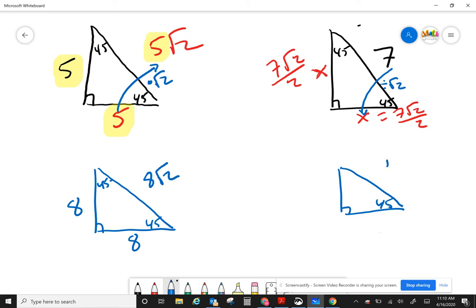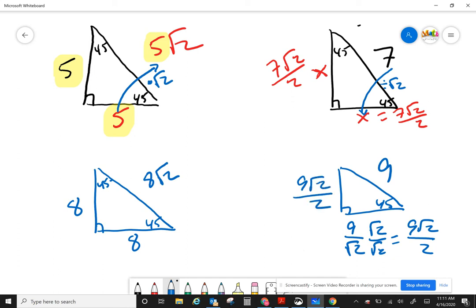What if I give you guys that the hypotenuse is 9? How am I going to do this the short way? I'm going to say one of the sides is 9 divided by radical 2. I cannot have radicals at the bottom, so I'm going to multiply top and bottom by radical 2. I get 9 radical 2 over 2. For this other side, 9 radical 2 over 2. The work is going to be this simple.